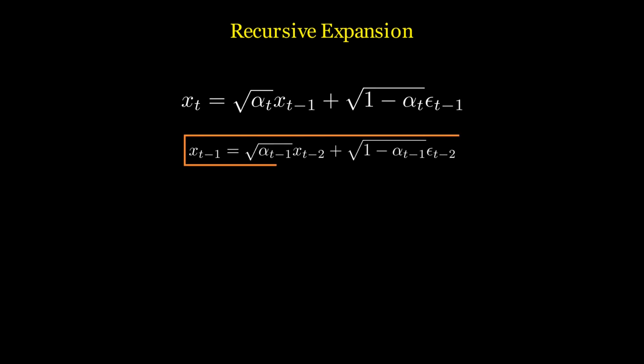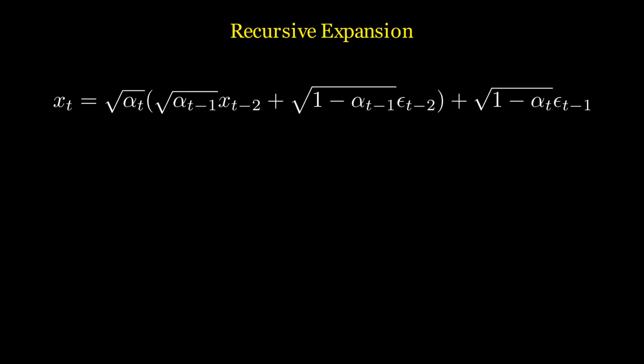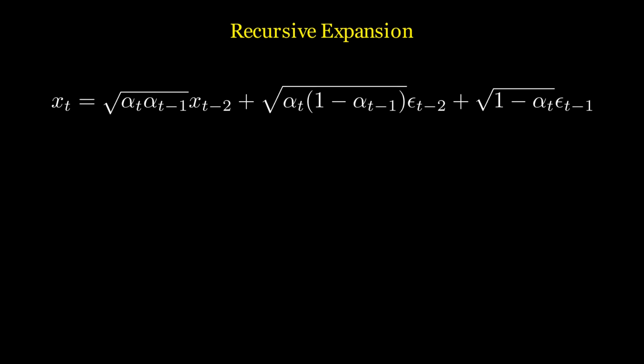Now comes the magic. We can apply the same trick recursively. Look at xt minus 1 in the equation. It's also a random variable that follows the same pattern. We can substitute xt minus 1 with its own expression involving xt minus 2. Now we distribute the root alpha t term. We get 3 terms, one with xt minus 2 and 2 epsilon terms from different time steps.